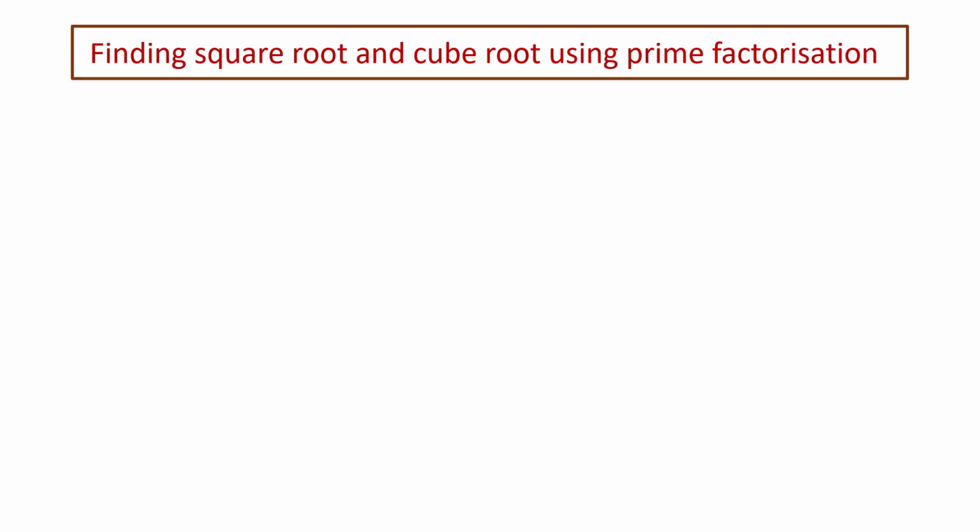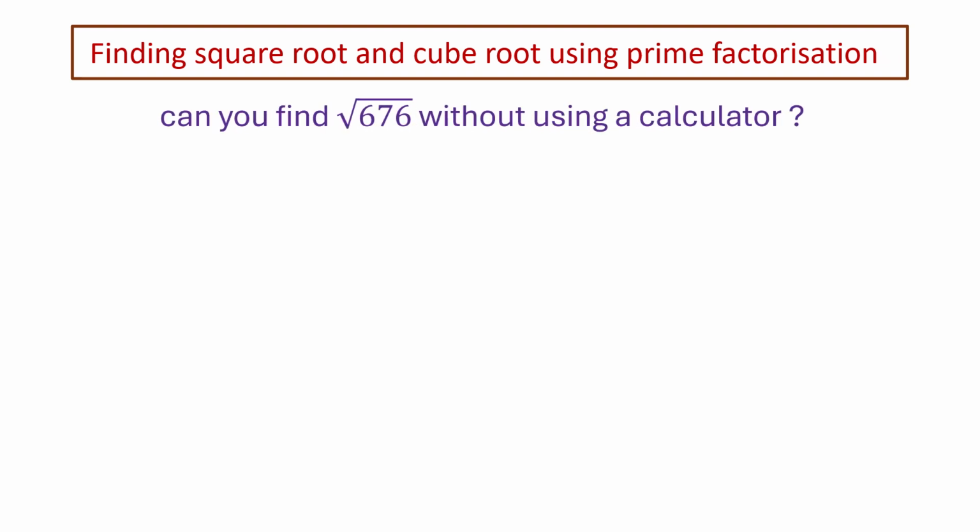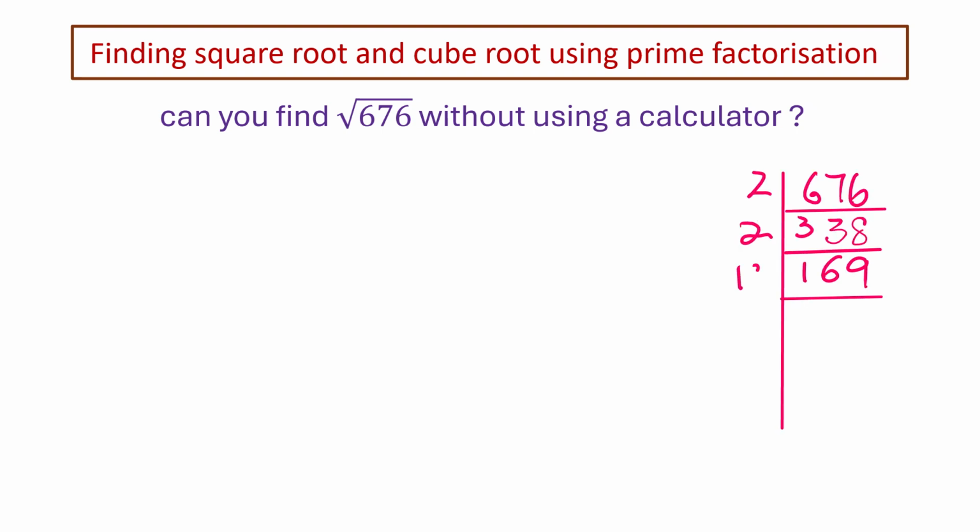Prime factorization is also very useful for finding the square root and cube root of a number without using a calculator. Supposing we're asked to find the square root of 676. How can we go about doing it? Let's use repeated division to break 676 into the product of its prime factors, where we get 2 squared times 13 squared.